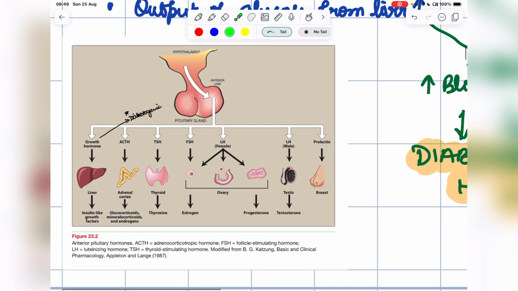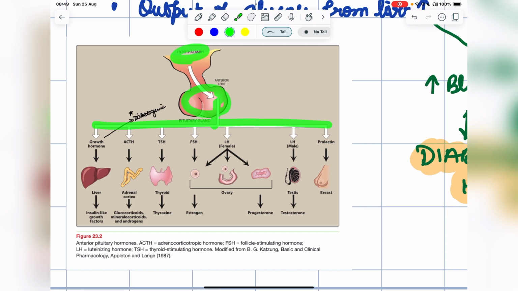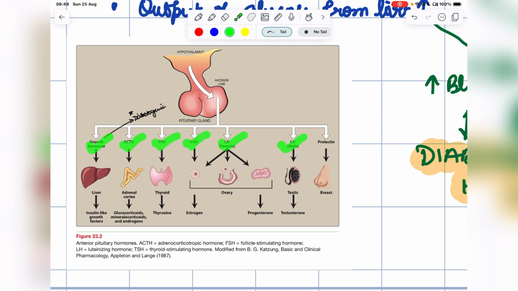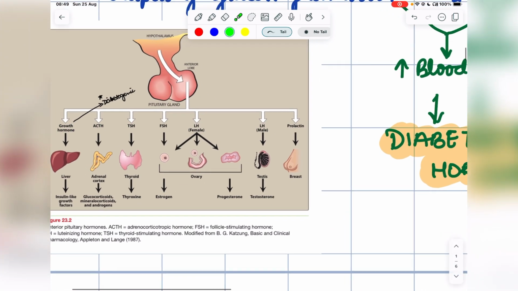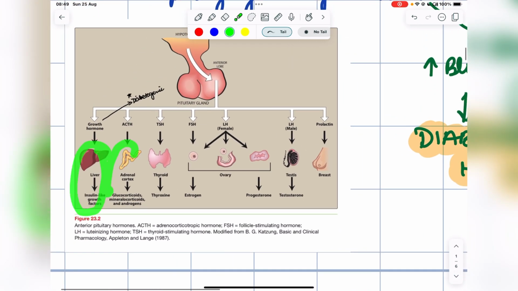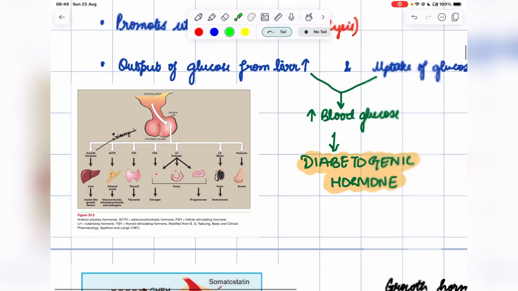This is just a small way for you to learn how to represent it in your exams. That there is hypothalamus, there is pituitary. You can just show by a flowchart the flat pic that we have already talked about: growth hormone, ACTH, TSH, FSH, LH, LH in males, females, and prolactin, and on the organs that they act. Okay, so please refer to this picture. It's an excellent picture to draw for your exams.